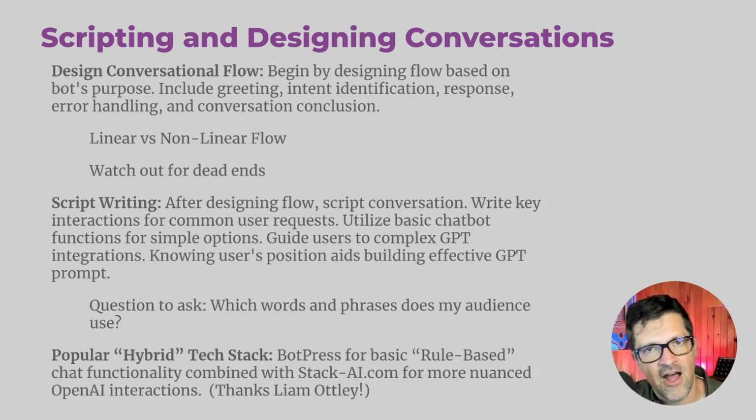There's linear and nonlinear flows that you want to think about. What parts of the conversation are going to be a direct A, B, C, and what are going to kind of meander and be more conversational? You want to watch out for dead ends. I think it's fairly easy to map some of these out, but it's pretty hard to catch all of them when you're first designing the conversational flow.